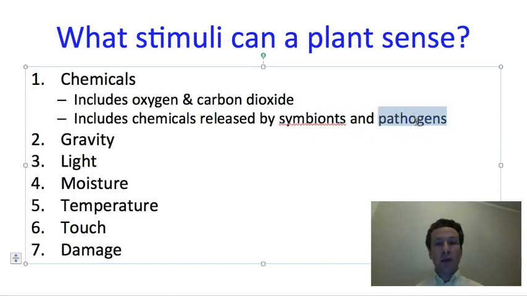Pathogens also are likely to release chemicals, and by detecting those chemicals, the plant can get some idea of what pathogens are around and what is likely to imminently attack it.